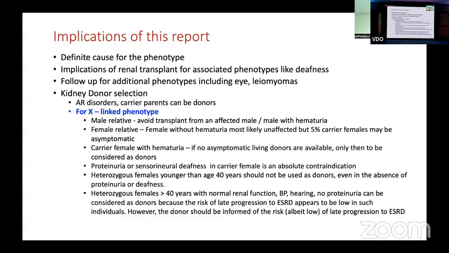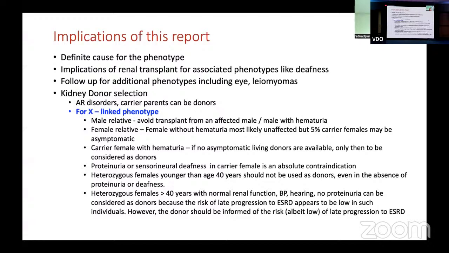And if there is another male in the family, the test must be done so that you are not transplanting a kidney of another affected person who may manifest later, like in that first family I showed you with Fabry disease, which is also an X-linked disorder. So that really becomes relevant.